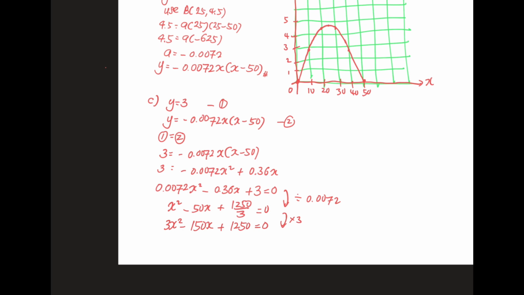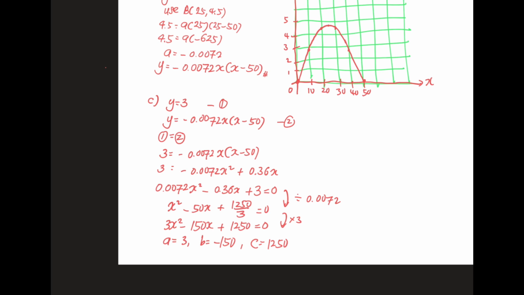Okay. So now I want to factorize this. Let's see whether factorization works or not. If it doesn't work, then we can use the quadratic formula. Okay, so factorization doesn't work here, so I use the quadratic formula. A equal to 3, B equal to minus 150, C equal to 1250.